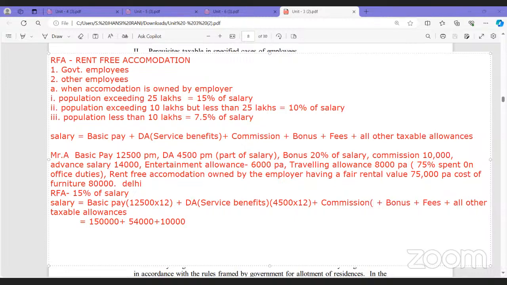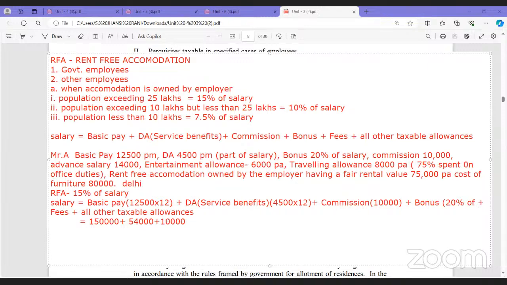I will write even here also. It will be very clear for you. Commission 10,000 given in the question. Now bonus. But what is telling in the question? Just look at your bonus means how much? Bonus 20% of salary. How do we calculate? Bonus is 20% of salary.